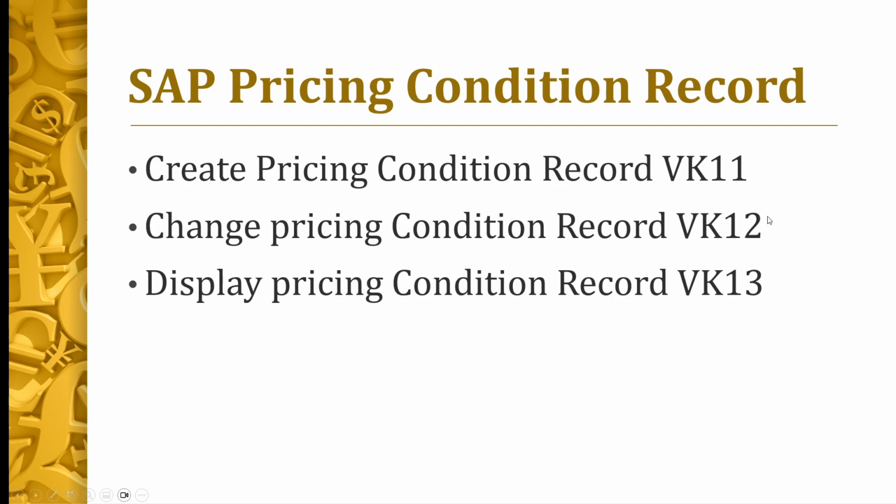In SAP, you can see that the number one is used for creation, number two signifies change, and three is to display. So in SAP, if you remember one T-code, you can just guess the next two to change and display. So VK11, if you remember that, is good. We're good to go. So let's get started with the system.